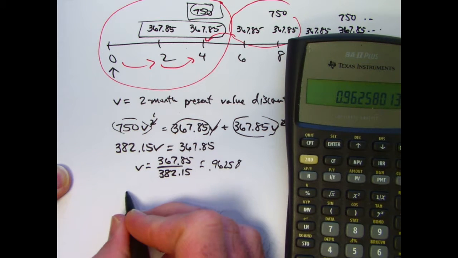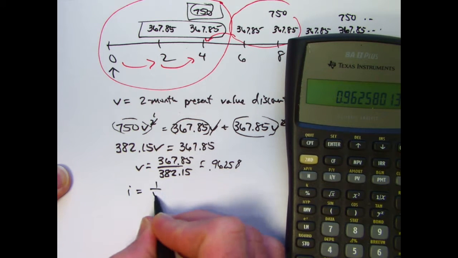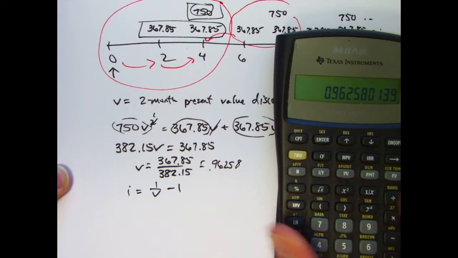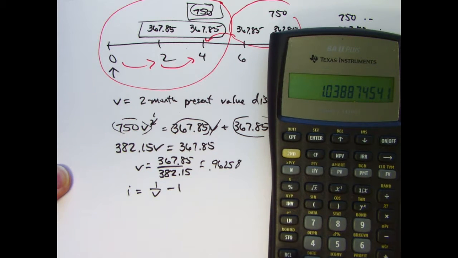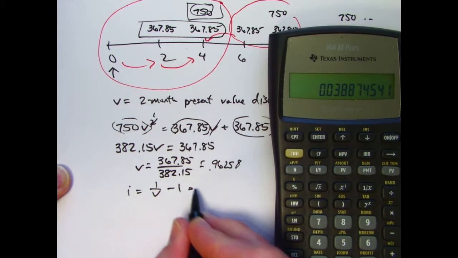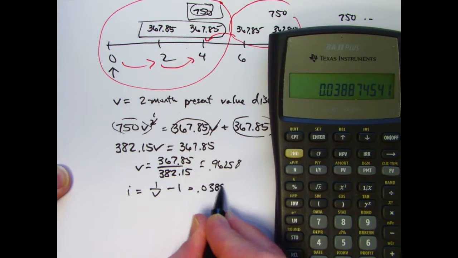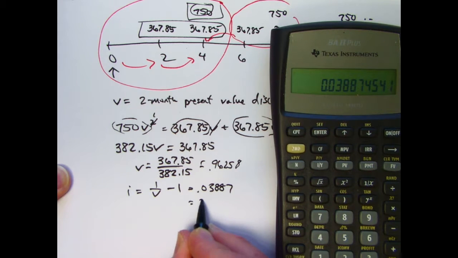And then, as usual, i can be found by taking the reciprocal of V and subtracting 1. Take the reciprocal of that. Again, this is a 2-month rate. Subtract 1. Our answer is 0.03887, or 3.887% if you were asked to convert it to a percent for some reason.